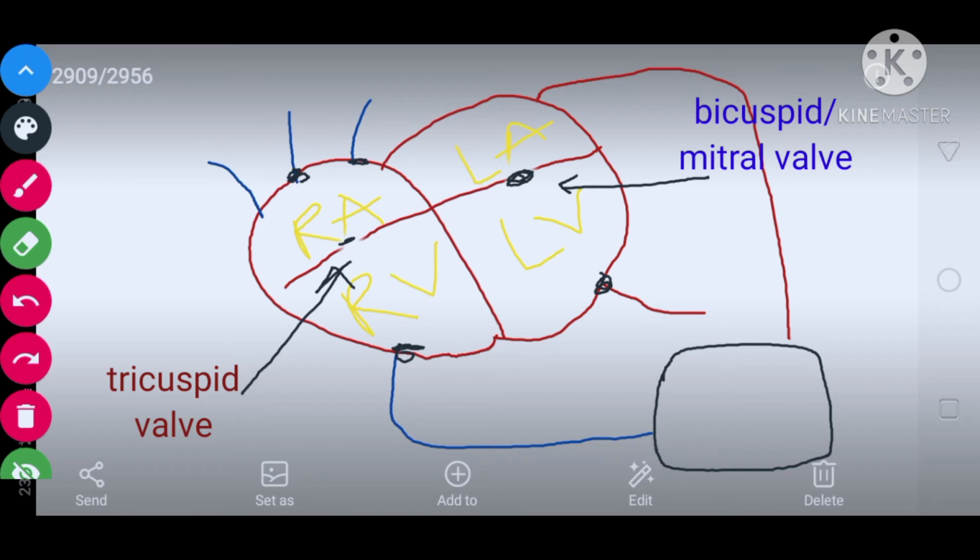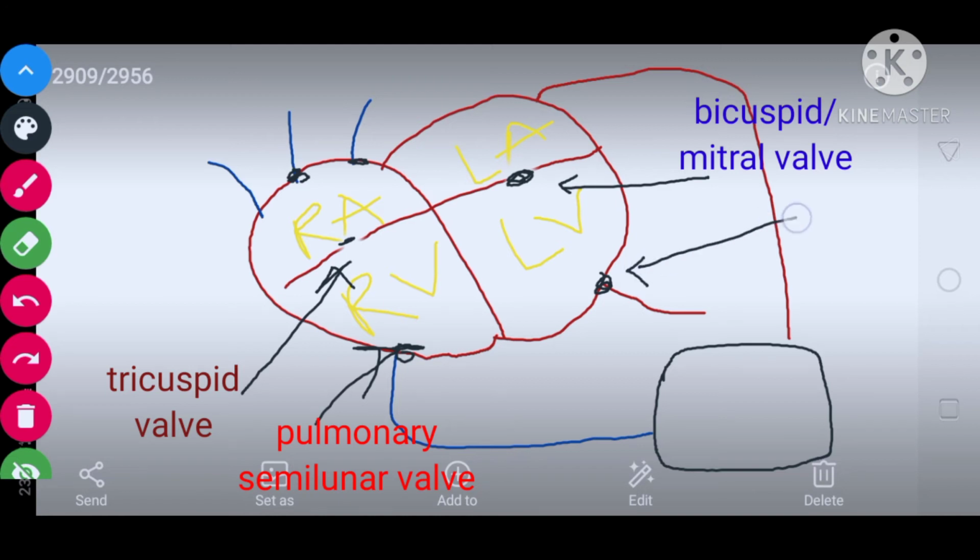Similarly, the right ventricle is separated from the pulmonary artery by semilunar valves, the pulmonary semilunar valve, whereas the left ventricle is separated from the aorta by means of the semilunar aortic valve.